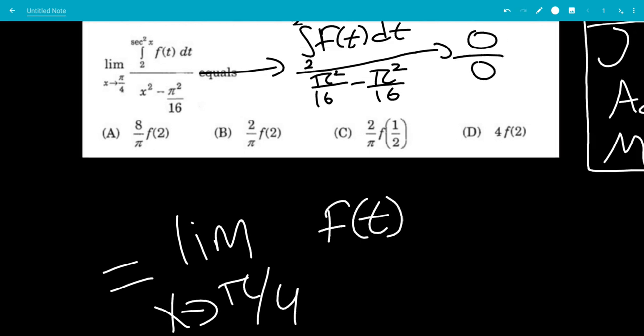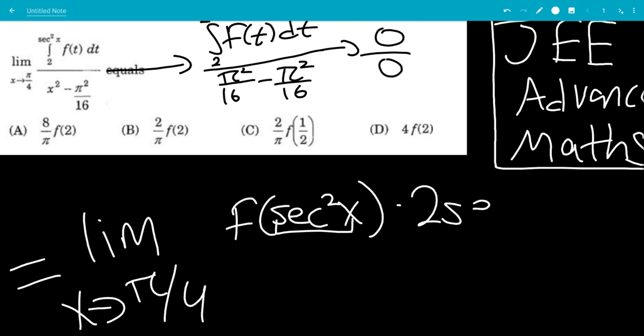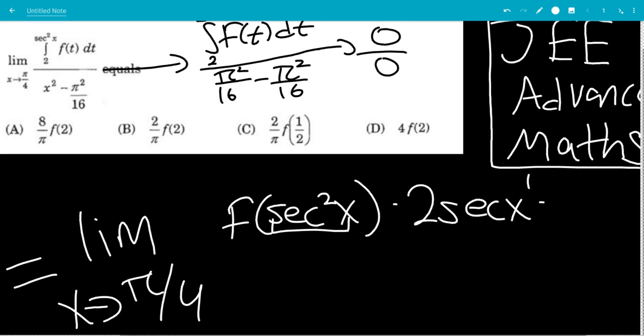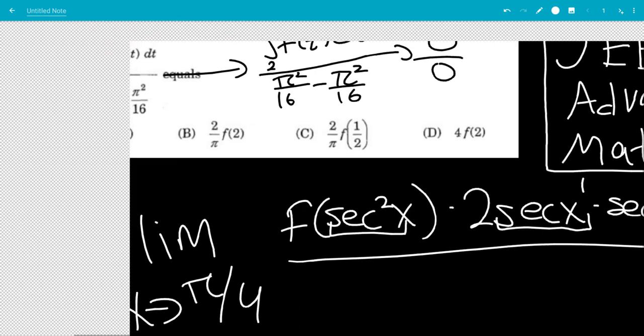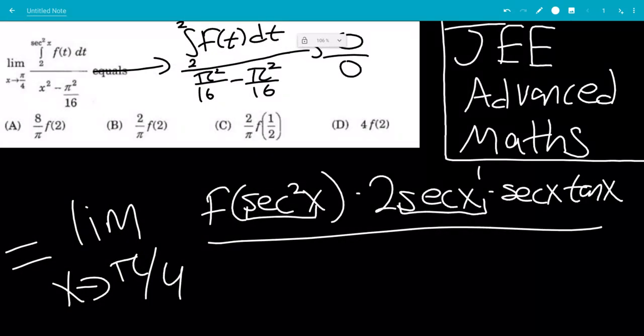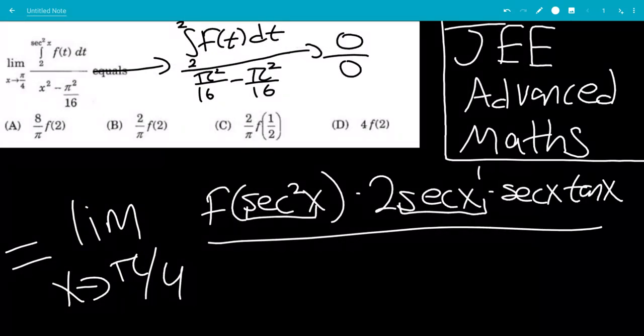We take the derivative of the integral, so instead of f of t, it will be f of secant squared of x. Then we have to multiply it by the derivative of the inside, which is 2 secant x to the first times the derivative of the inside, which is secant x tangent x, all over... And then we're going to have x squared minus pi squared over 16, so we're taking the derivative of that, which is 2x.